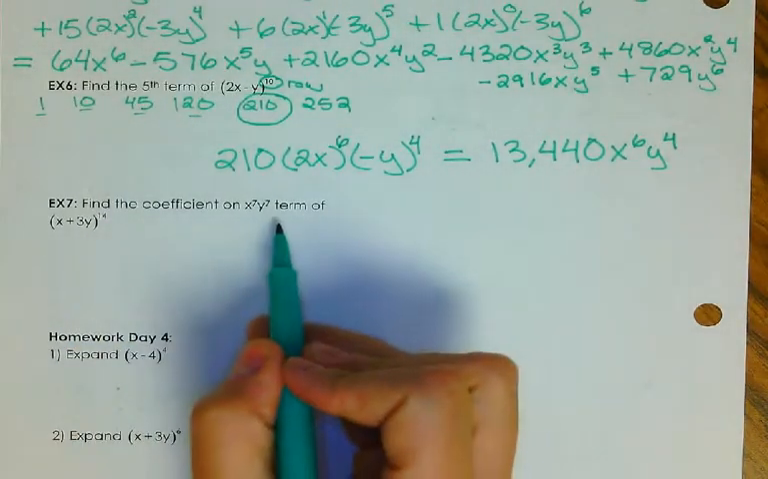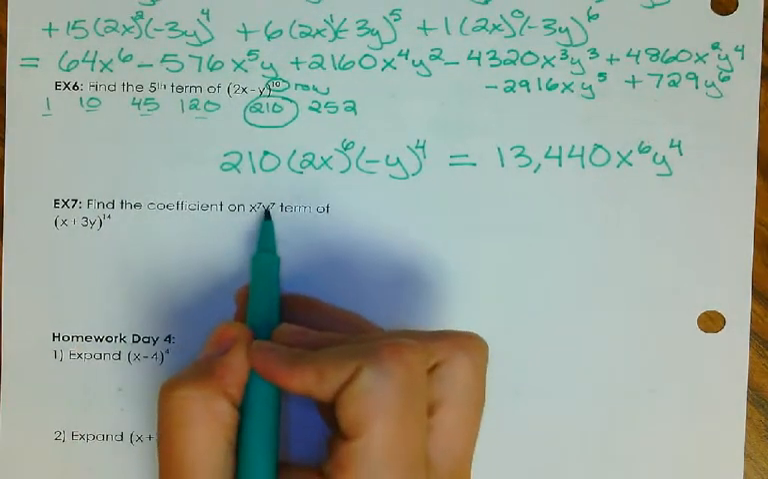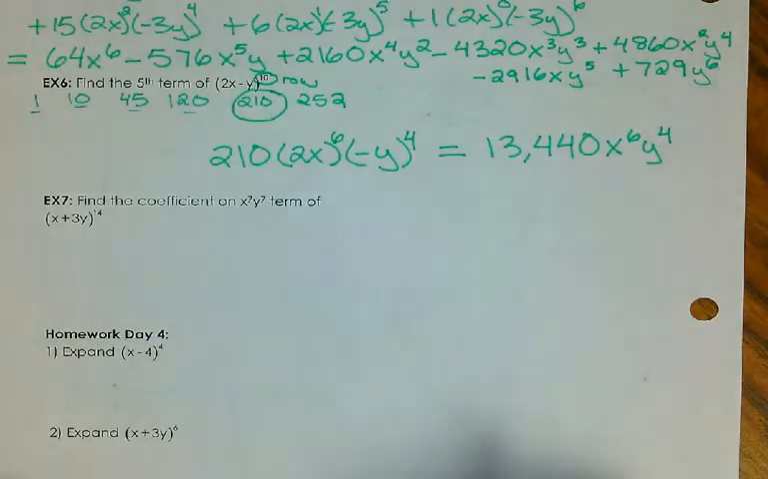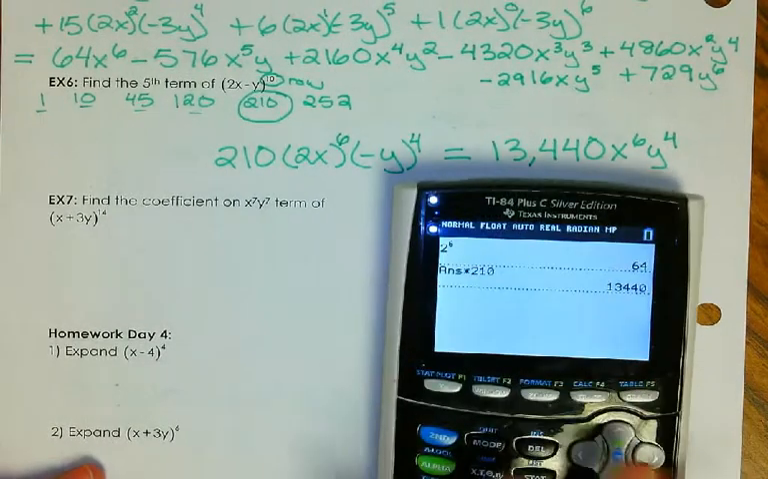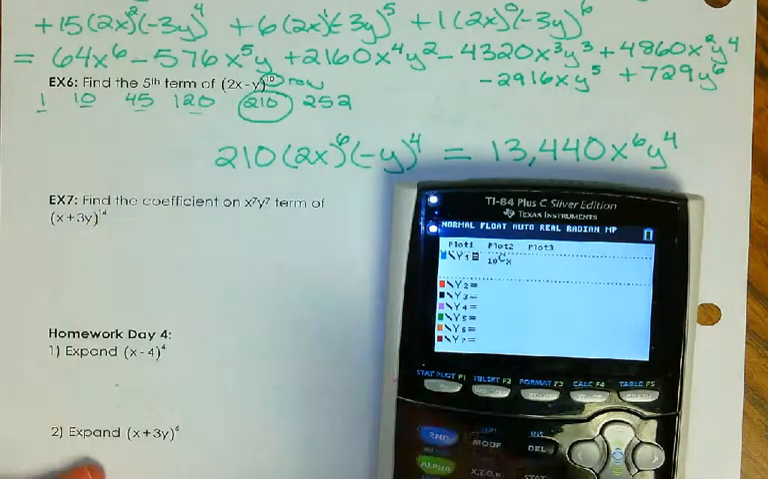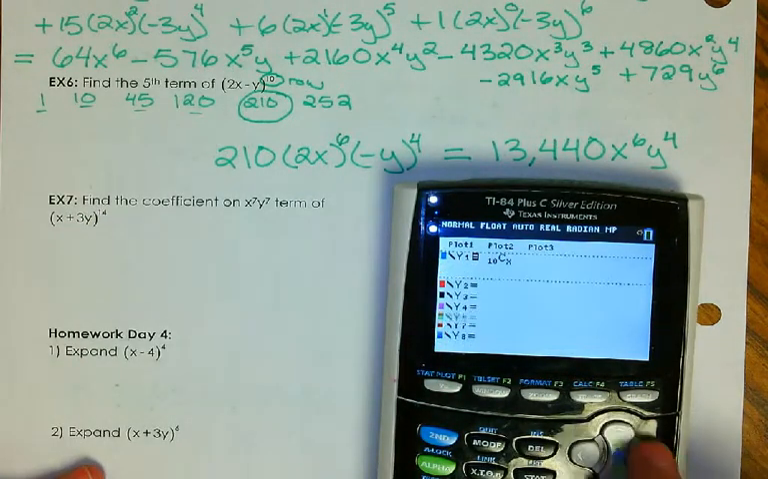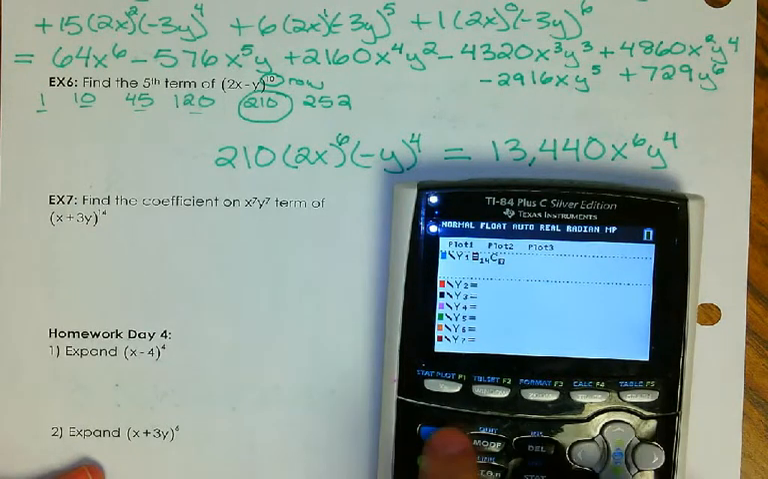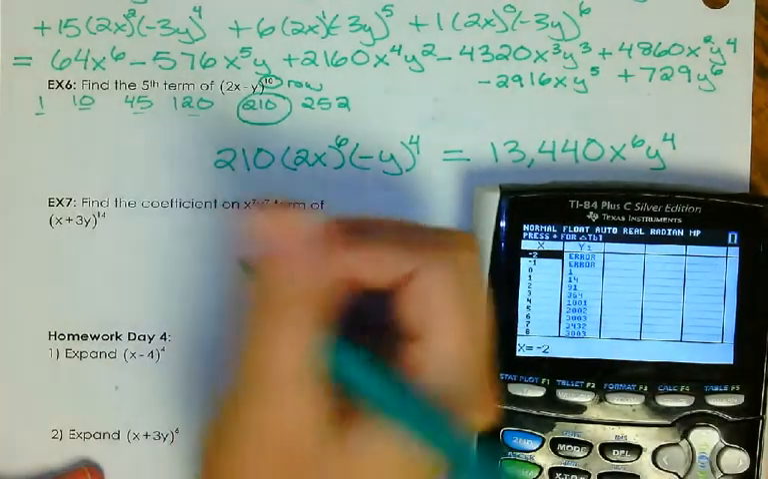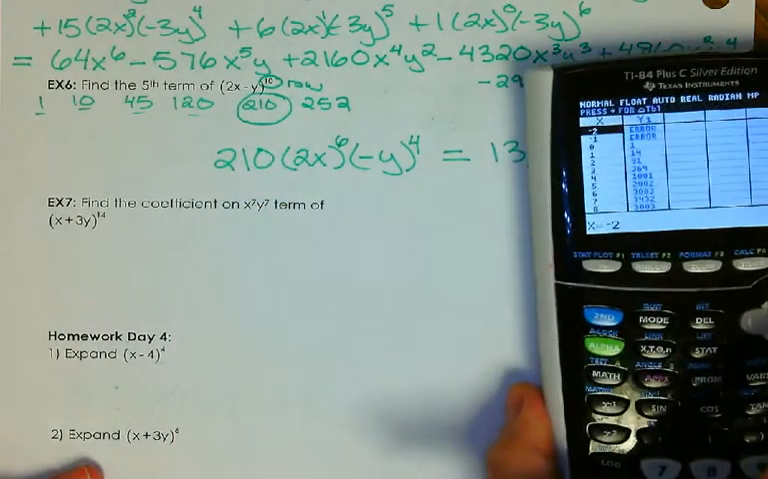So then find the coefficient of the x to the 7th, y to the 7th term of this thing. So now it's a little bit trickier. So again, I'm going to go back to my y equals. I want the 14th row of Pascal's, so I'm going to go in there and change it to the 14th row of Pascal's, and I'm going to look at the table now, and maybe I jot that down. Okay, so I've got it on there.